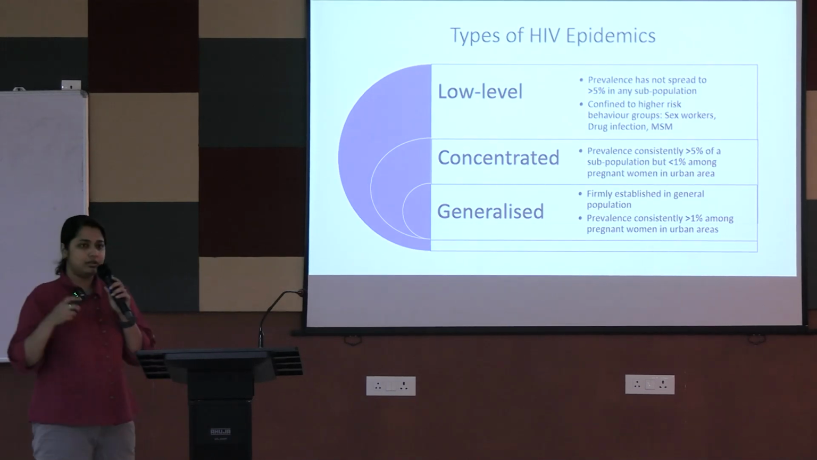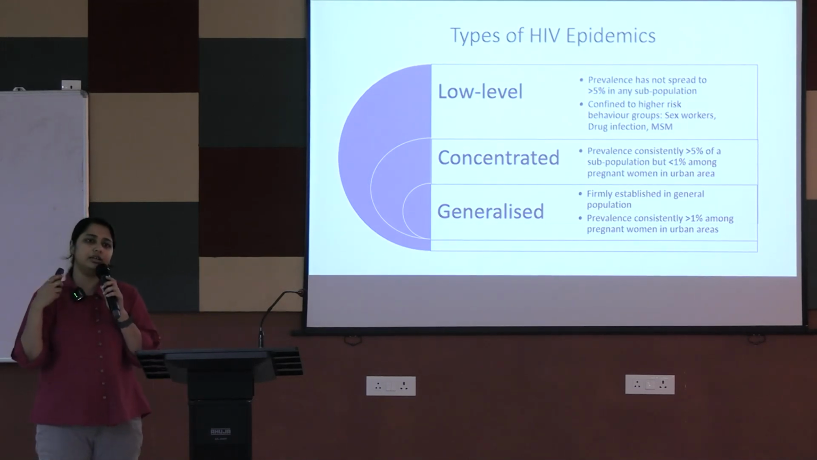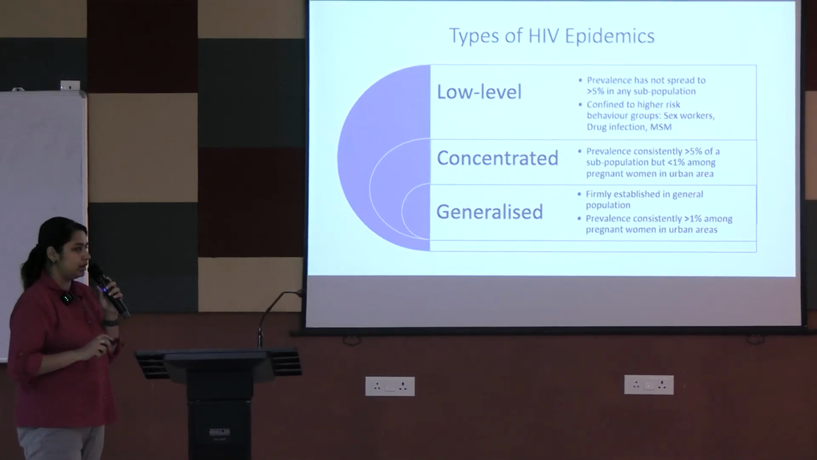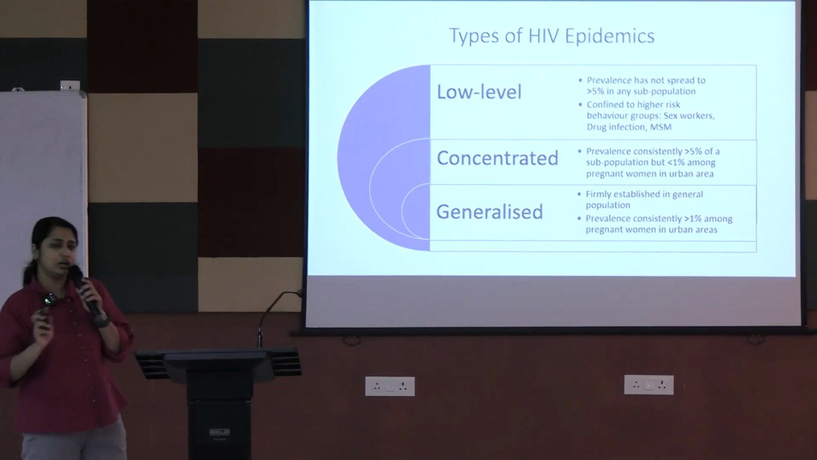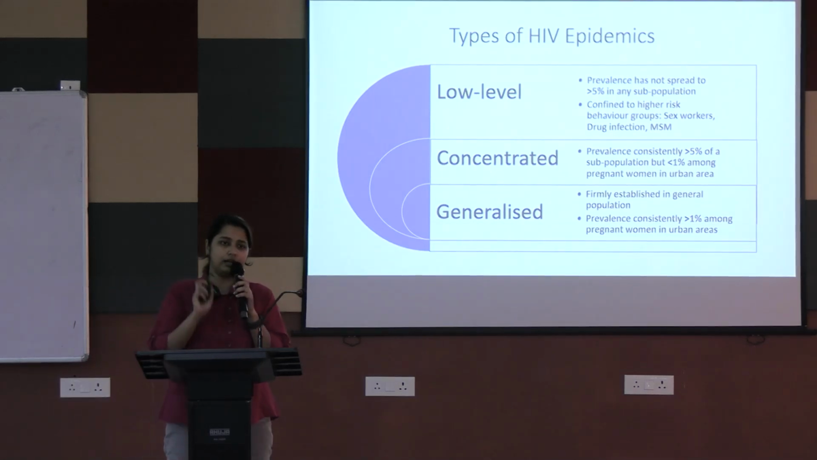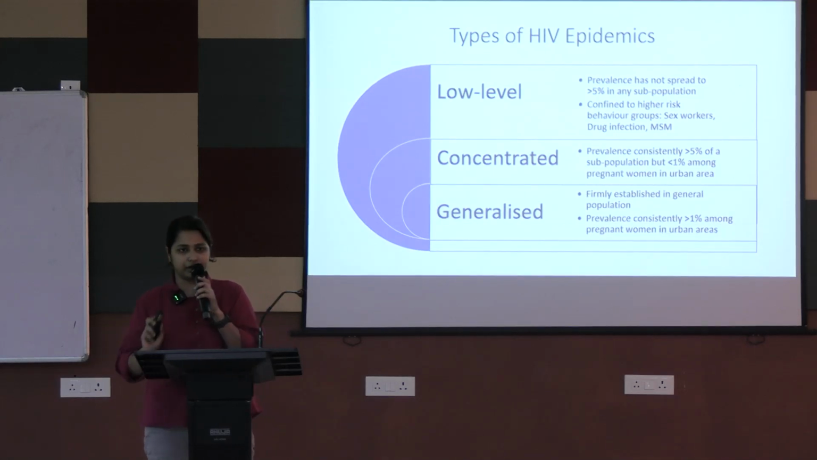Concentrated means it is more than 5% in the high risk groups, but less than 1% in pregnant women in urban areas. So it is not that much prevalent in the general population. It is highly prevalent in the high risk groups, so that is a concentrated epidemic.